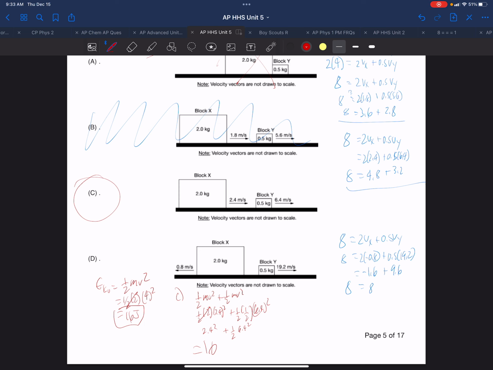And if we do the calculation for the other one, just to be sure, we have 1/2 of 2 times 0.8 squared plus 1/2 of 1/2 times 19.2 squared. That gives us 92.8 joules. So choice C, and this is 92.8 joules. Choice D is out.